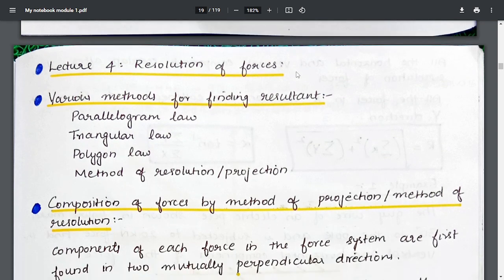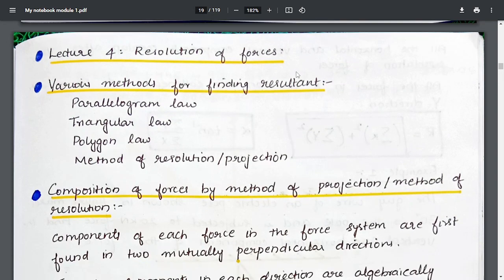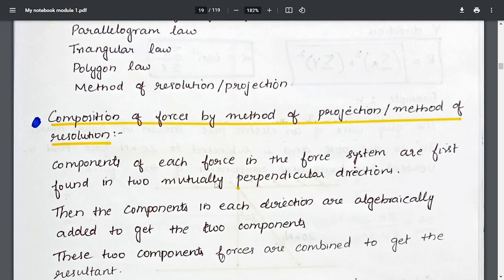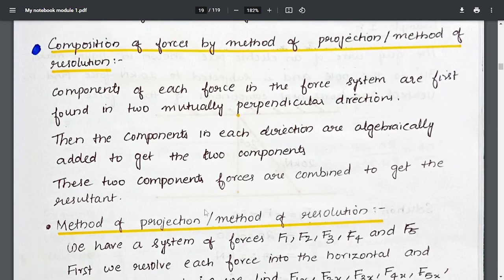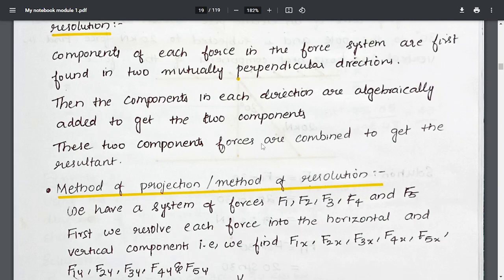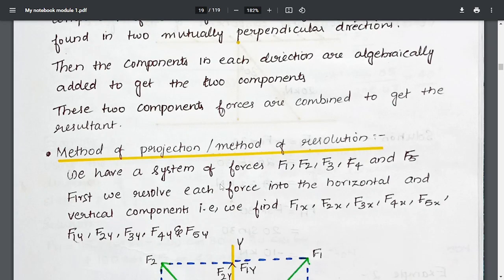So, what is resolution of forces? It is nothing but we are separating the force into two mutually perpendicular forces. Then the components in each direction are algebraically added to get the two components. Then these two components are combined to get the resultant.